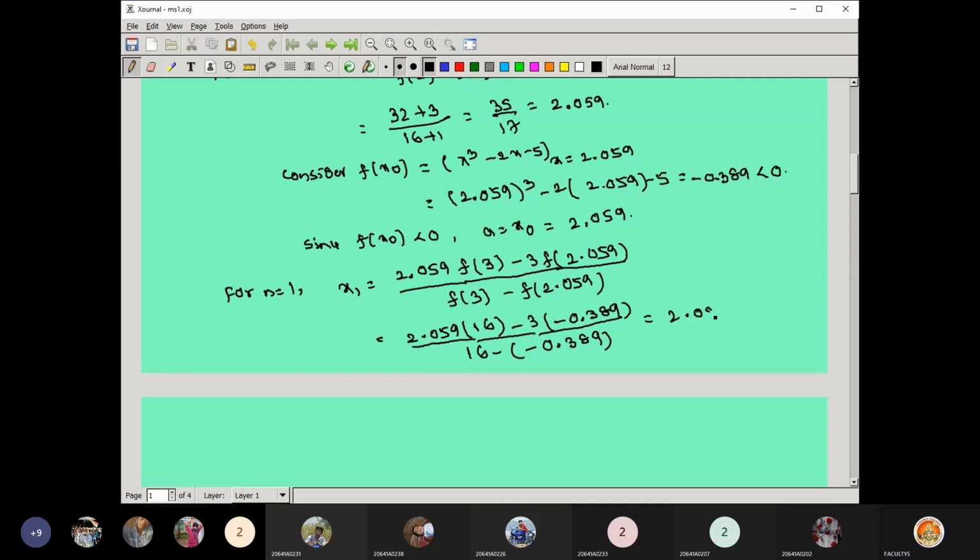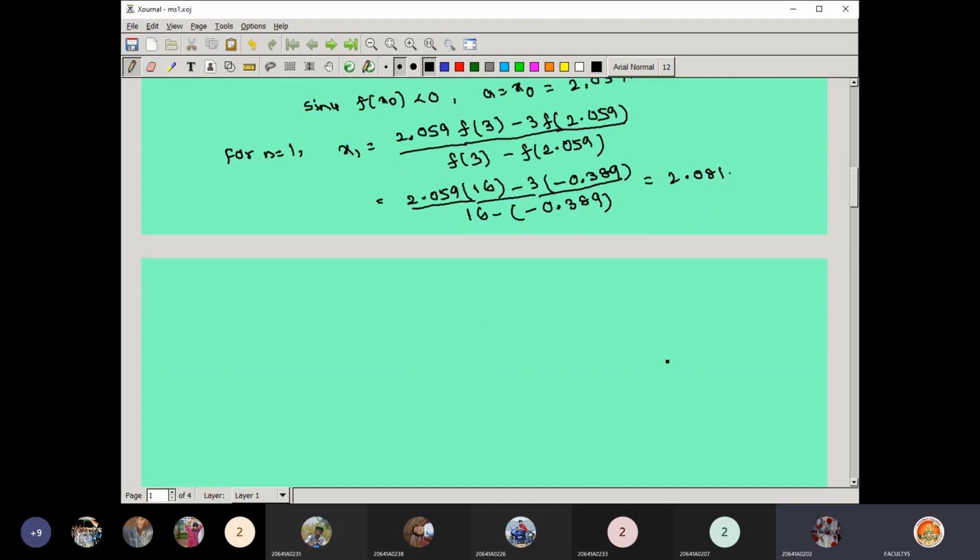Amma, have you got the answer? 2.081. అక్కడ divided by button. Yes, sir. Got it. Right. So after getting that approximate root, don't stop the process. That value you are substituting in your function. You can stop the process only when function is equal to 0.